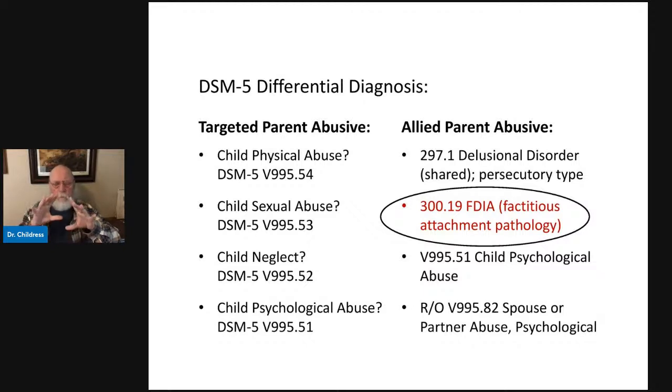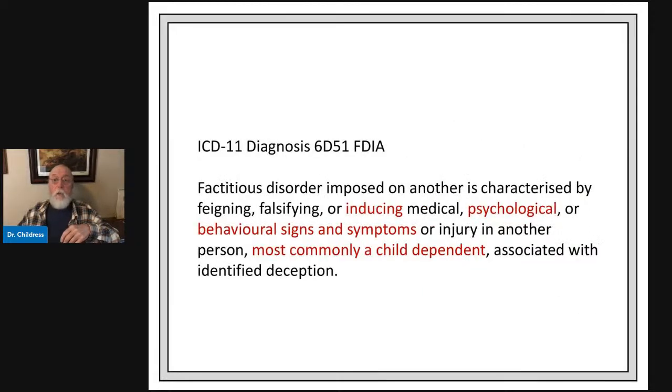So the pathology that I'll be talking about today, the diagnosis, is that particular FDIA, the factitious attachment pathology, and how to identify that in the family. So the first thing in diagnosing anything is to look at the diagnostic criteria. And so we are going to apply this diagnostic criteria to the symptoms and to the situation.